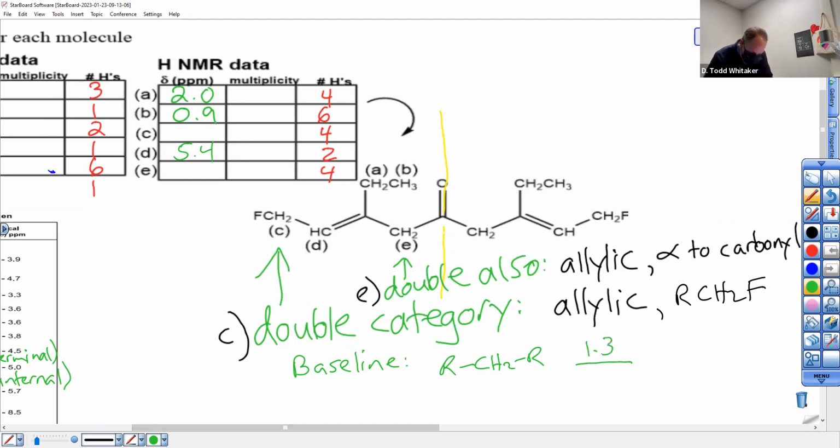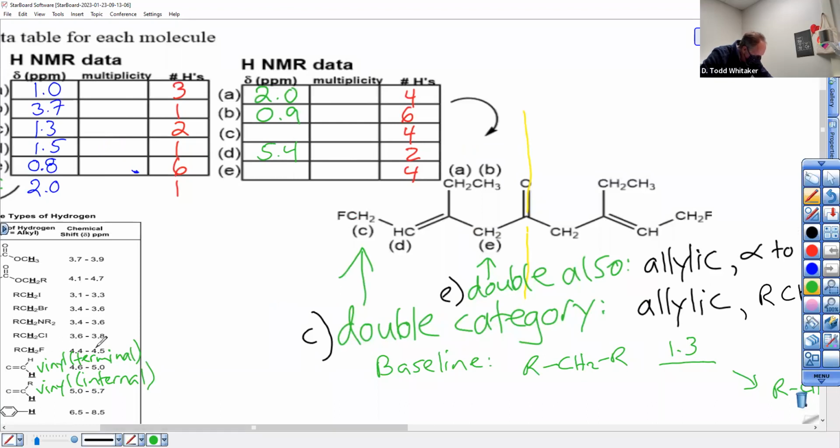Now, to get that to be instead RCH2F, is that for C? It is for C. What would be your prediction there? RCH2F is right here. 4.4 to 4.5. Can we just call it one of those two numbers so I don't have to use a second decimal? 4.4. What was the jump that took you from the baseline up to the 4.4? I need the number. What did you add to 1.3 to get up to 4.4?